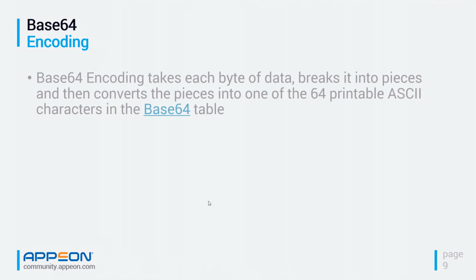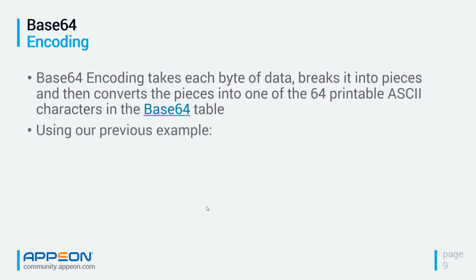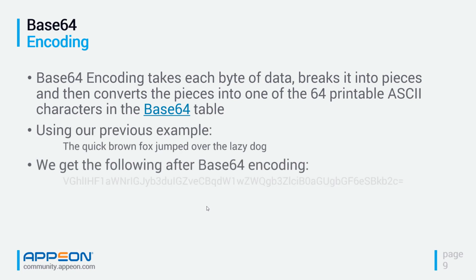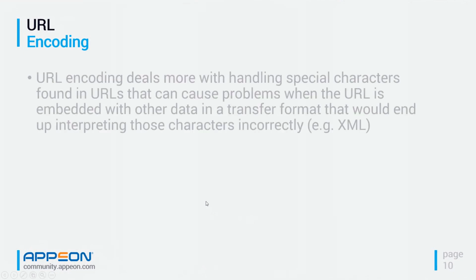Base 64 encoding is a little trickier. It takes each byte of data, breaks it into 4 pieces, and then looks up each of those pieces in a base 64 table. And then that's what actually gives you the final value. So using that previous example of the quick brown fox jumped over the lazy dog, what we get after base 64 encoding is this string. And of course both of those support decoding as well.